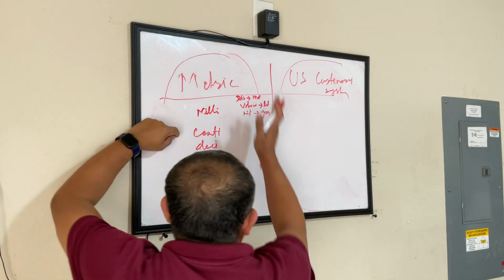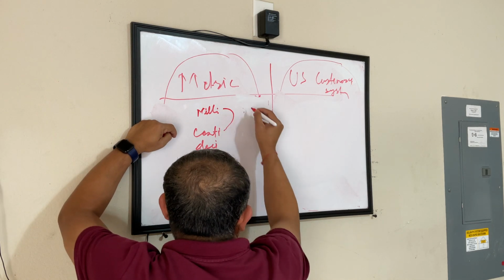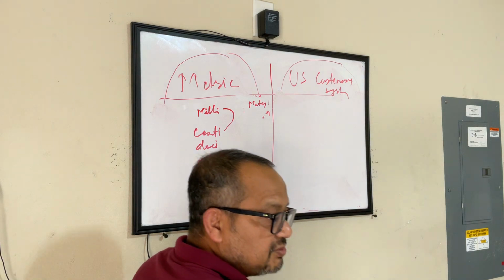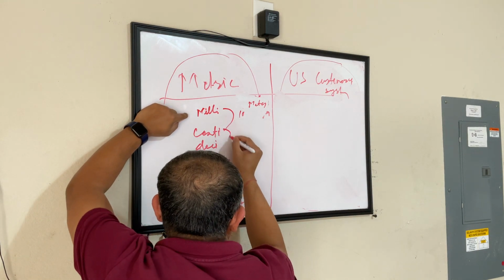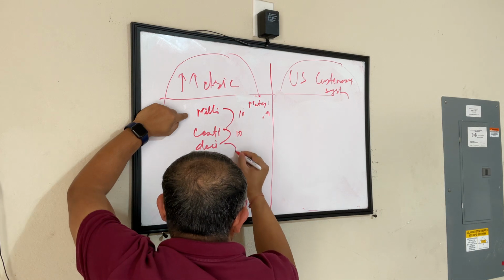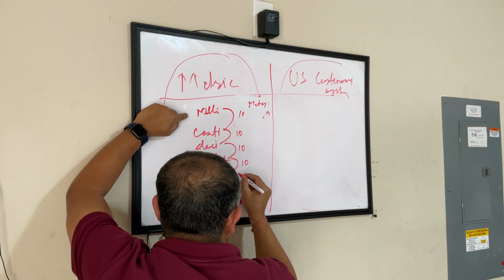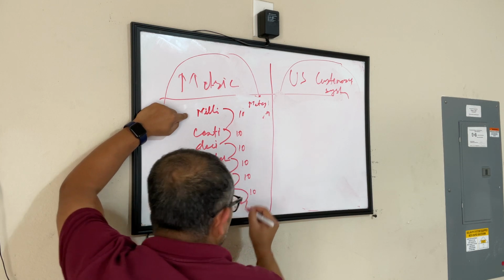Now, there is one more relationship. Here, I'm just saying in terms of meter, okay? And that applies for all the other entities also. 10 millimeter makes 1 centimeter, 10 centimeter makes 1 decimeter, 10 decimeter makes 1 meter, 10 meter makes 1 decameter, 10 decameter makes 1 hectometer, and 10 hectometer makes 1 kilometer.